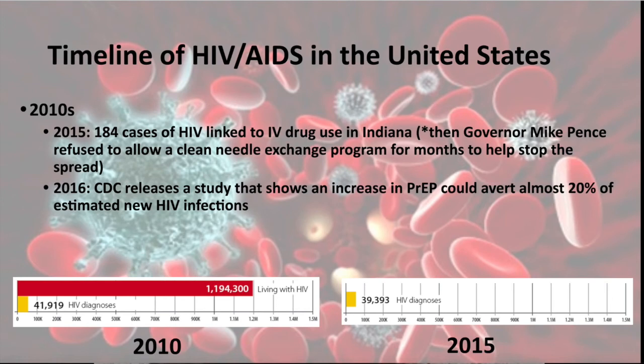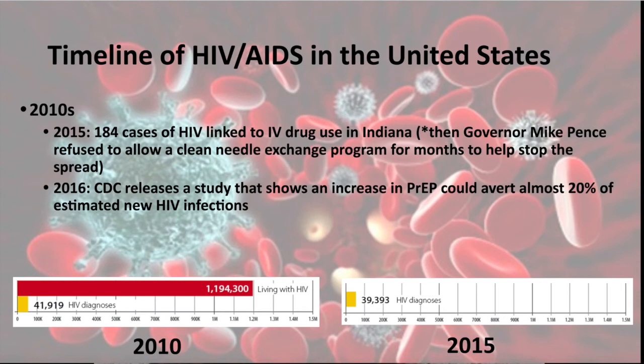In 2015, there was an outbreak of HIV linked to intravenous drug use in Indiana. At the time, our former vice president, who was then the governor of Indiana, Mike Pence, refused to allow a clean needle exchange program for months after these cases were popping up to help stop the spread of HIV, because he didn't agree with people using IV drugs, which I totally get. But at the same time, if you're in a position of power like that, you need to set aside your personal beliefs and do what is best for everyone.